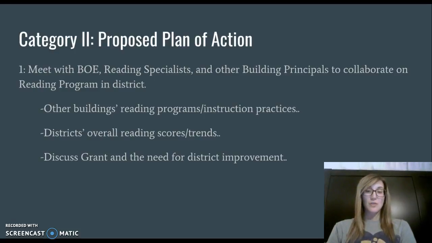What's the district's overall reading scores, and are we seeing a trend of decline at those elementary schools as well, or is it just localized to Truman? And then with all of those parties, I would like to discuss the grant available and decide if that is something that Truman needs to take on individually as a school, or if this is something that we're going to use for overall district improvement.